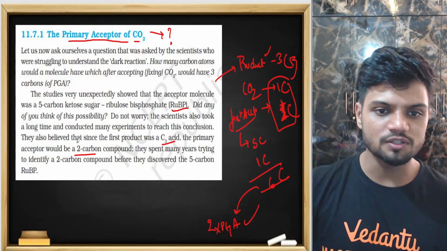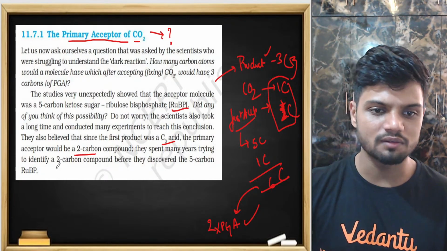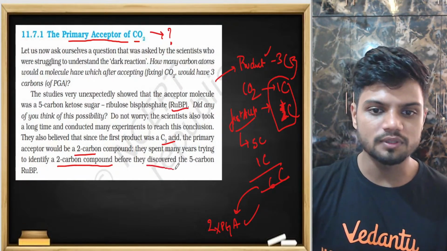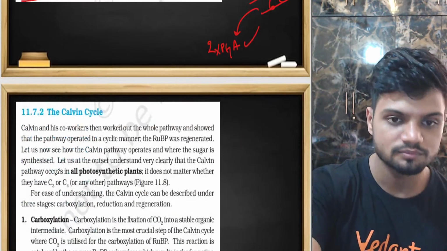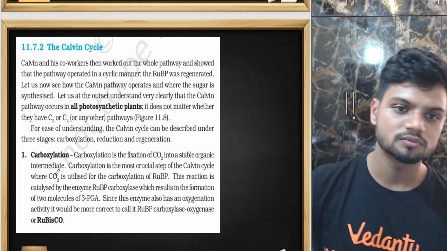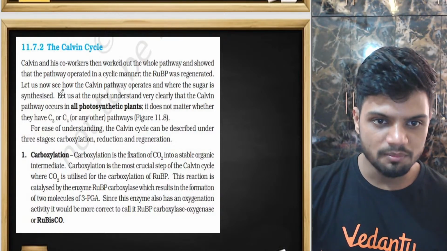The primary acceptor is a 2 carbon compound. They spent many years trying to discover the 2 carbon compound before they discovered the 5 carbon RuBP. RuBP is finally found. Calvin cycle. Okay. Very important line here.